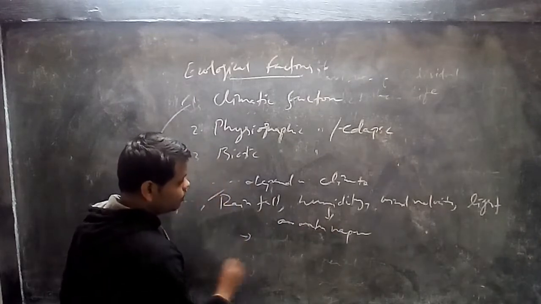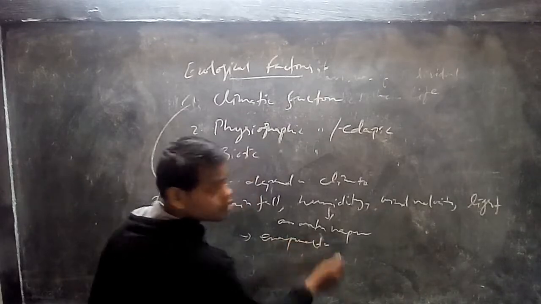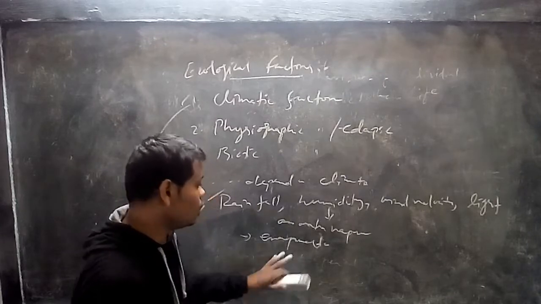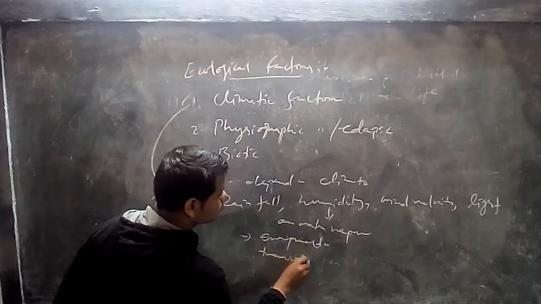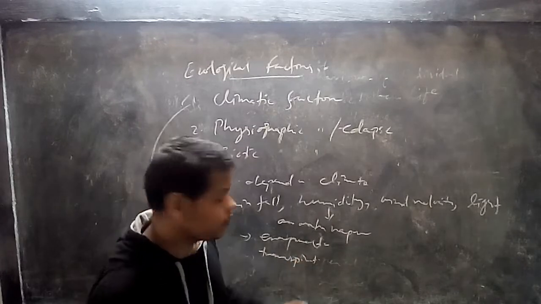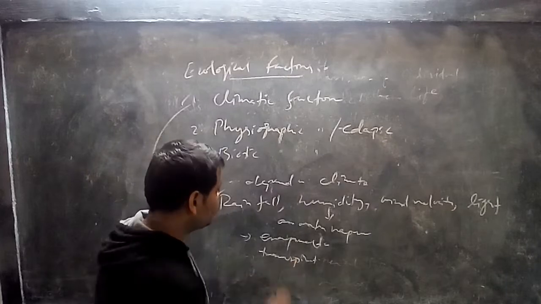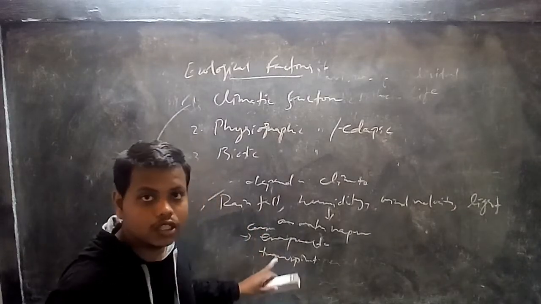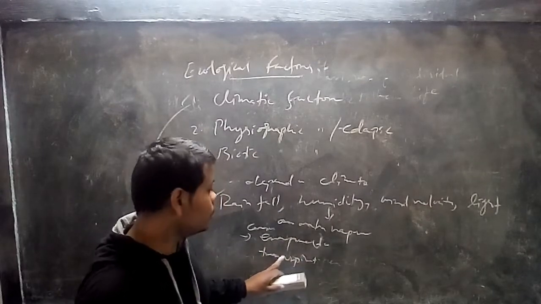The source of humidity is evaporation of water. Evaporation of water from different water reservoirs like rivers, ponds, etc., and transpiration of water from plants. Transpiration of water is also a cause of humidity. These are the two main causes of humidity: evaporation of water and transpiration of water.